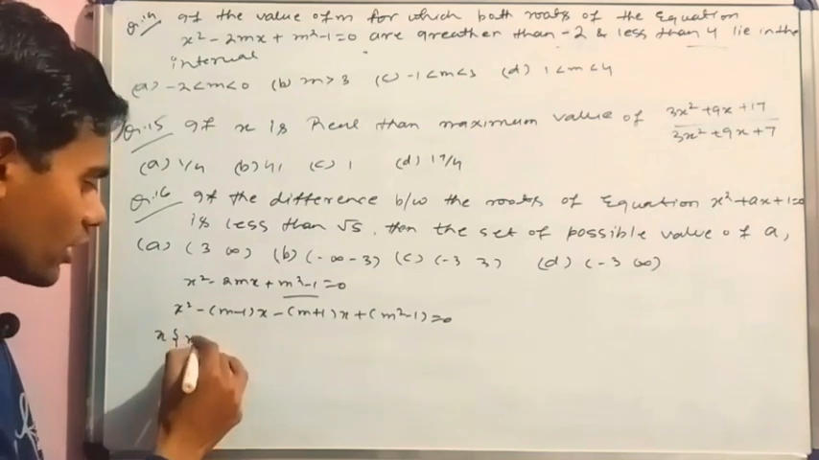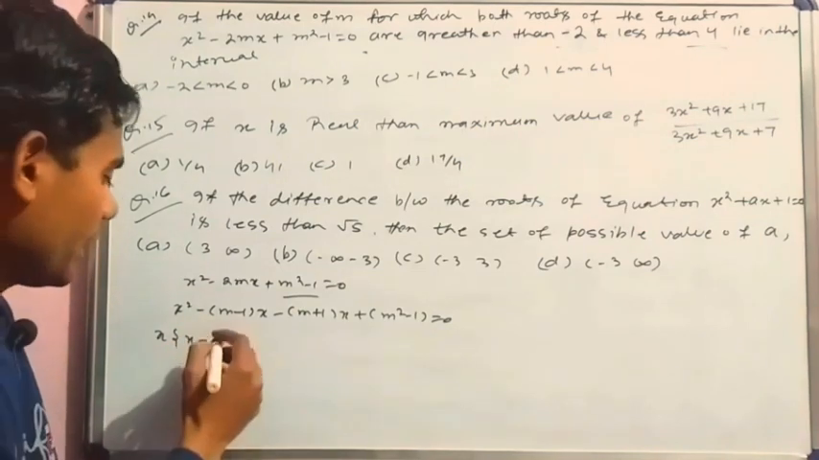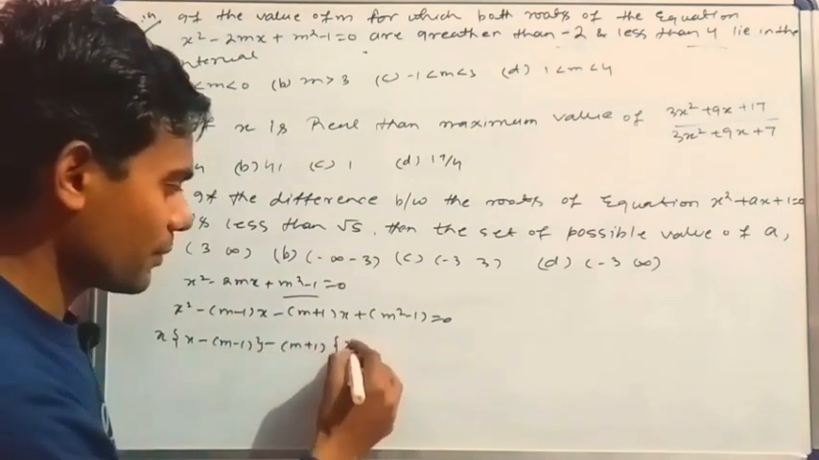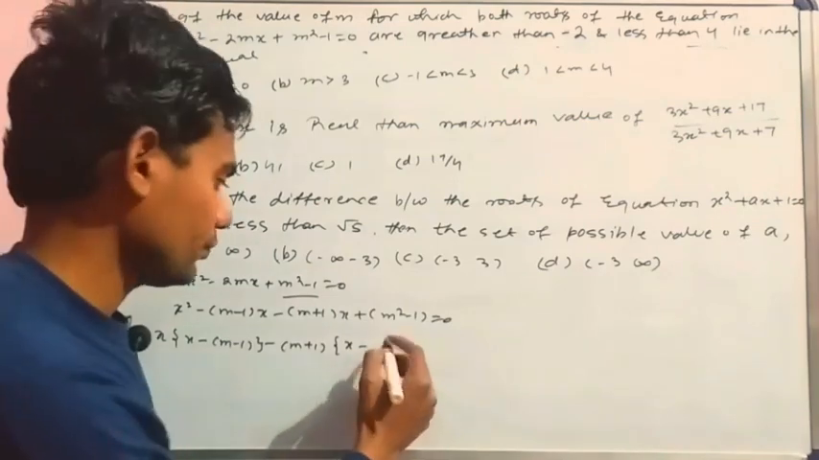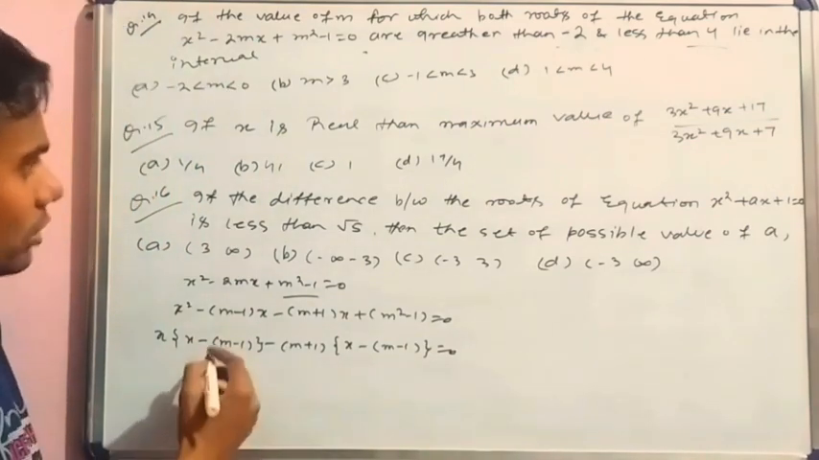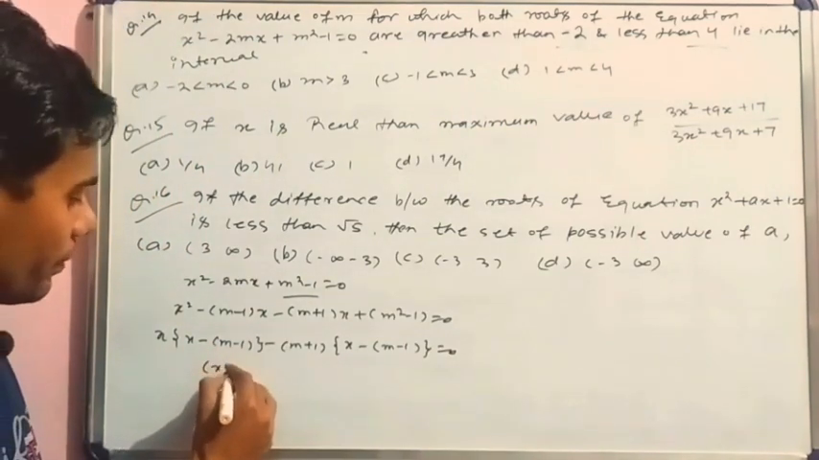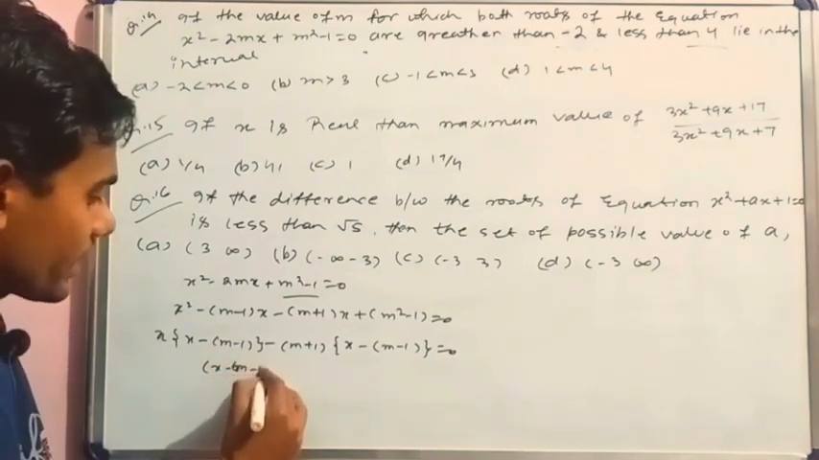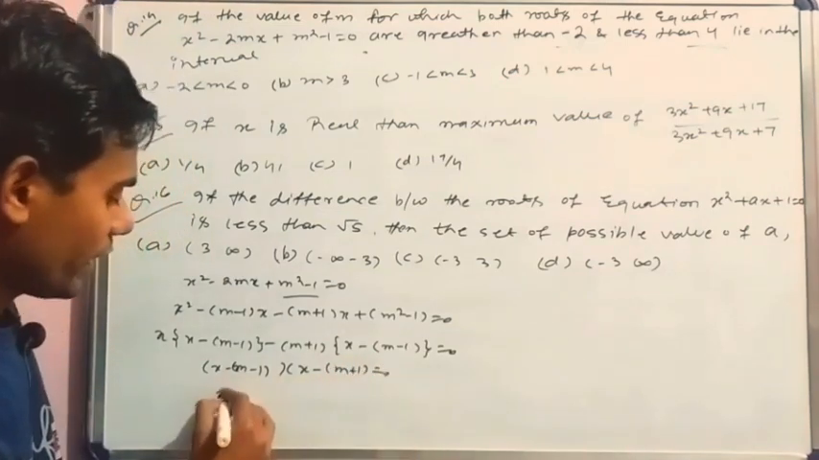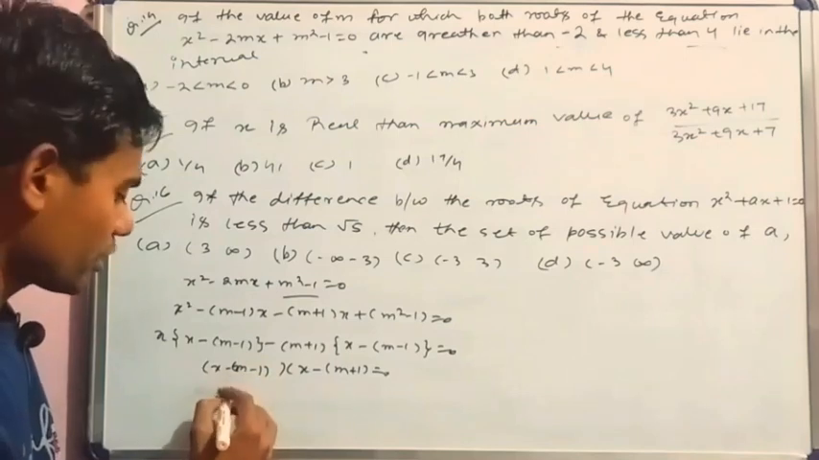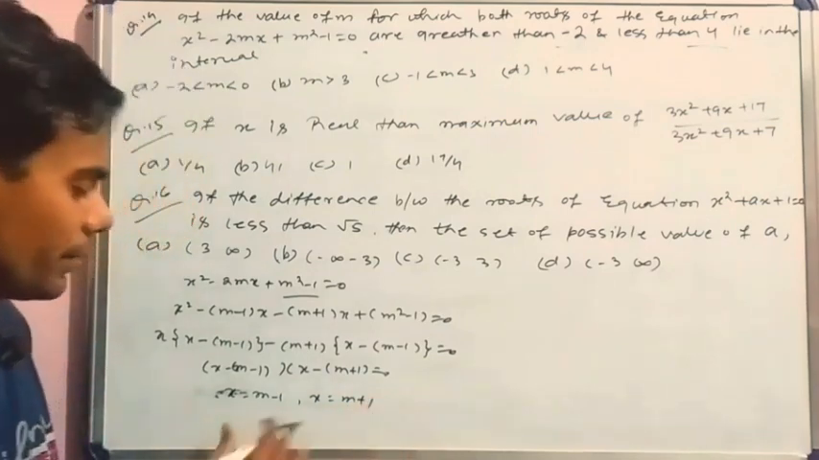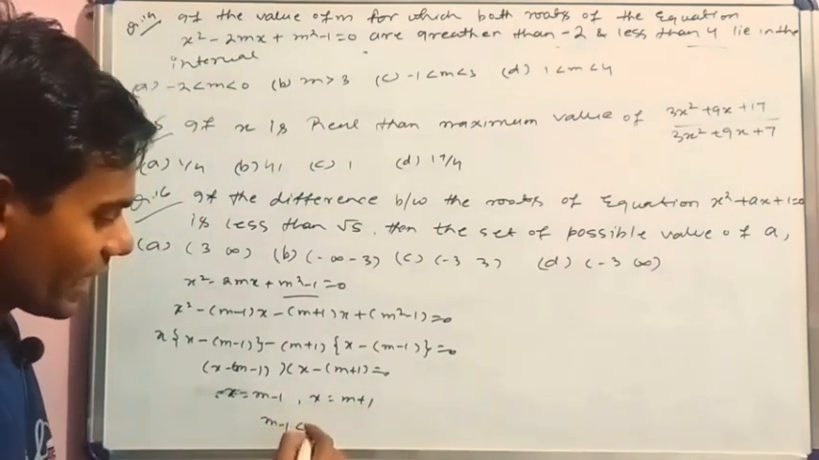Then first we factorize, taking x common: x minus k m minus k1 and x minus k m plus k1 is equal to 0. Then we find out the two roots. The two roots of this quadratic equation are x is equal to m minus k1 and x is equal to m plus k1. And we have seen that m minus k1 is less than m plus k1.